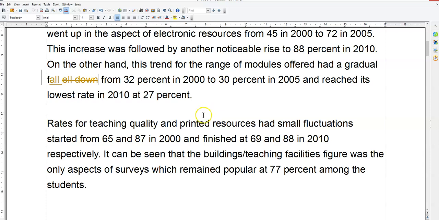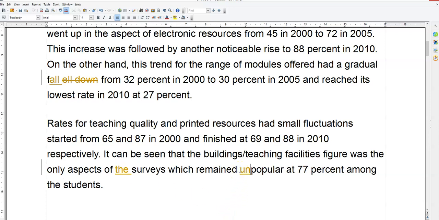Why not have them teach? Inequality was blah blah blah, then printed resources was blah blah blah. Only aspects of surveys, or the surveys which remained popular, which remained unchanged. It's not popular or not, it's unchanged, essentially. Okay.